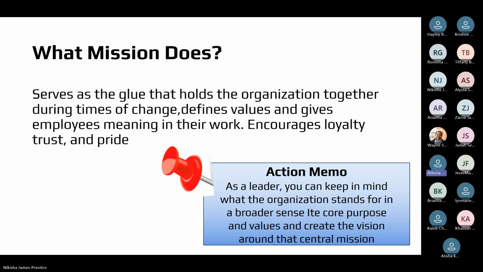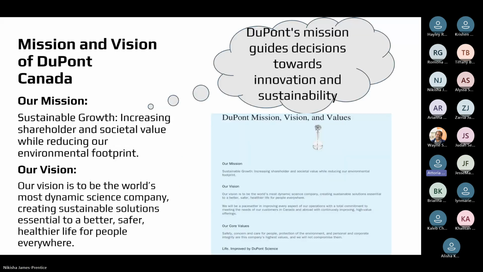As a leader, you can keep in mind what the organization stands for in a broader sense, its core purpose and values, and create the vision around the central mission. Changes to the mission are difficult. It serves as the foundation that guides decisions, unites staff, and keeps the company stable through challenges.